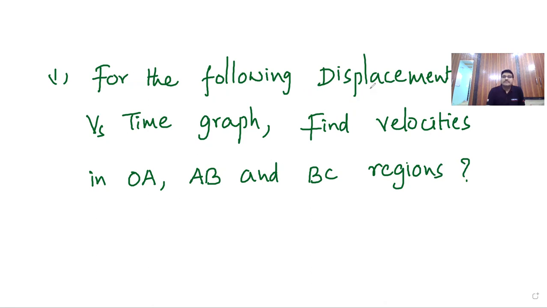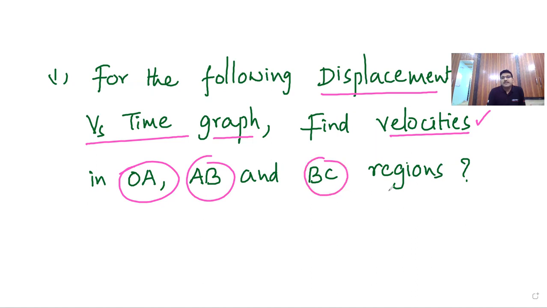This is the question. He has given the displacement versus time graph. He is asking the velocities in the OA region, AB region, and BC region. Clear? Now, the continuation of this question is that he has given the graph. The graph is like this.